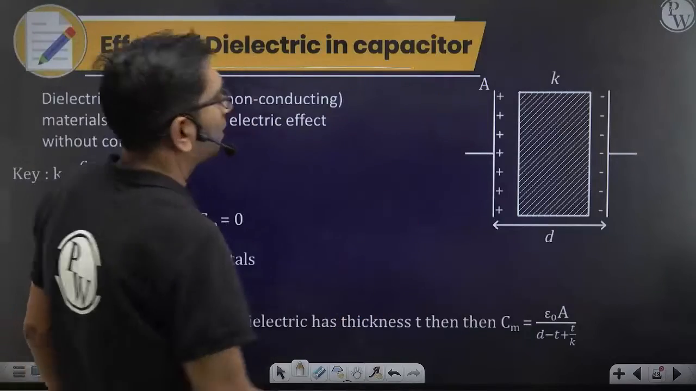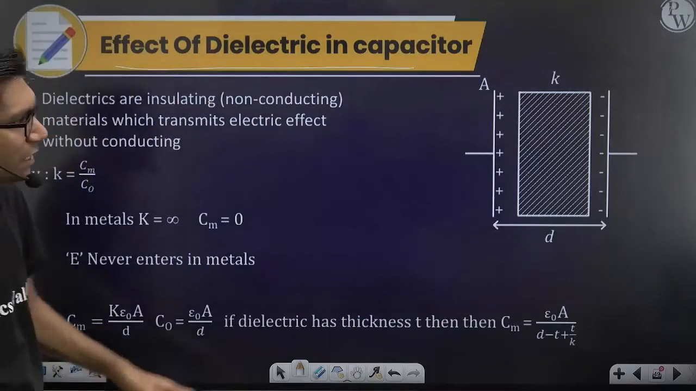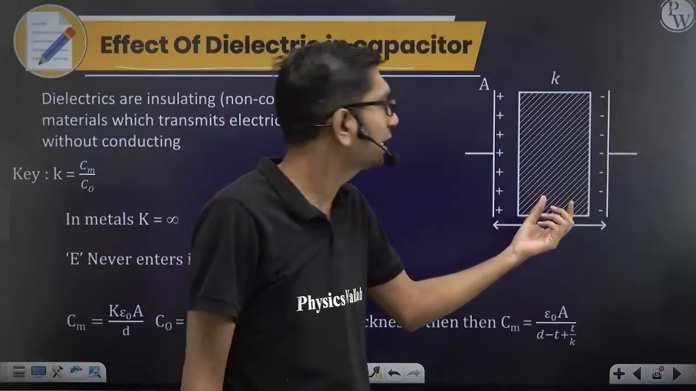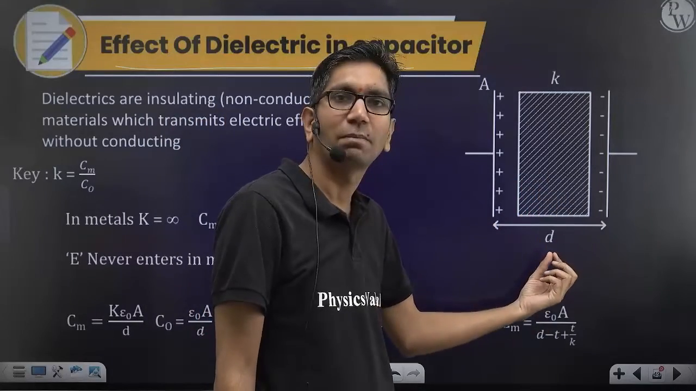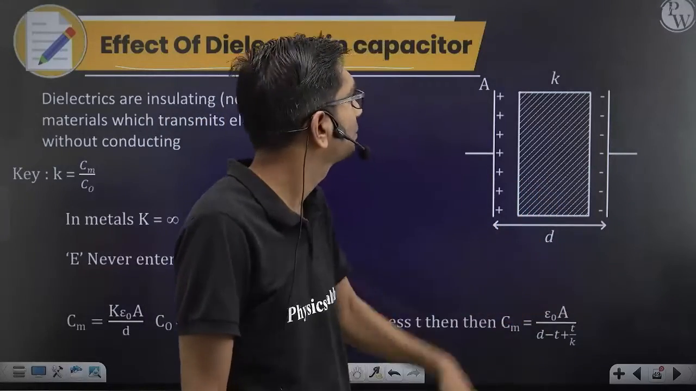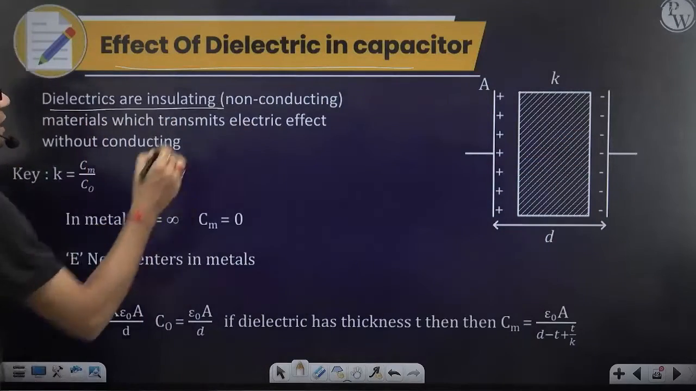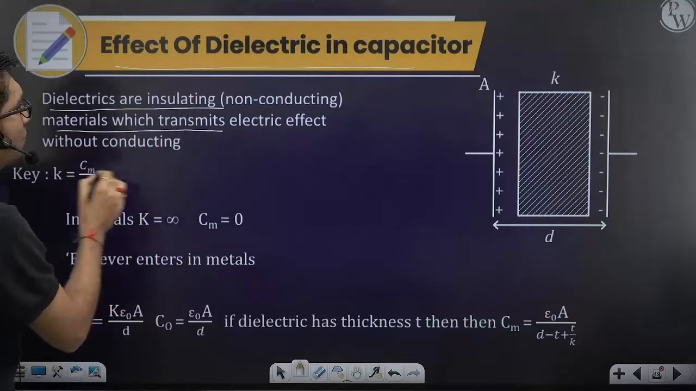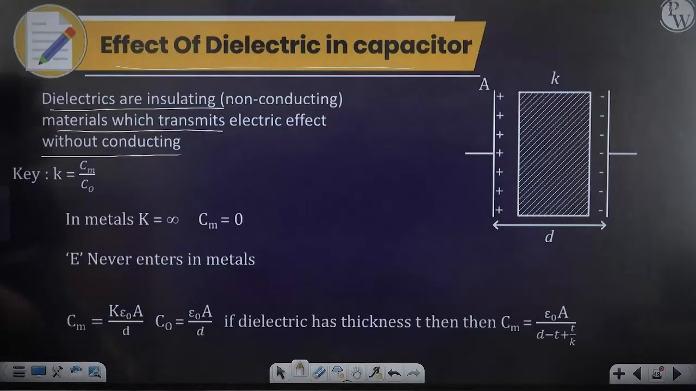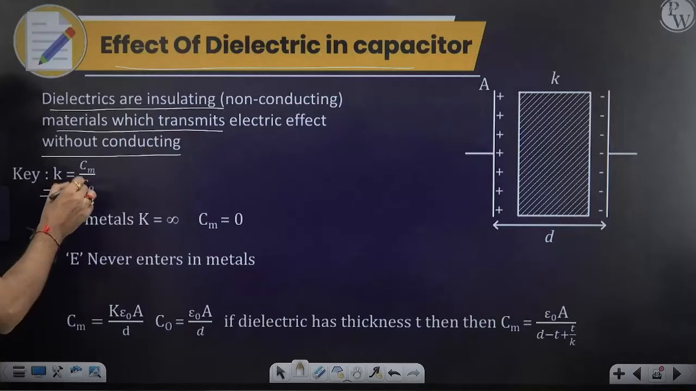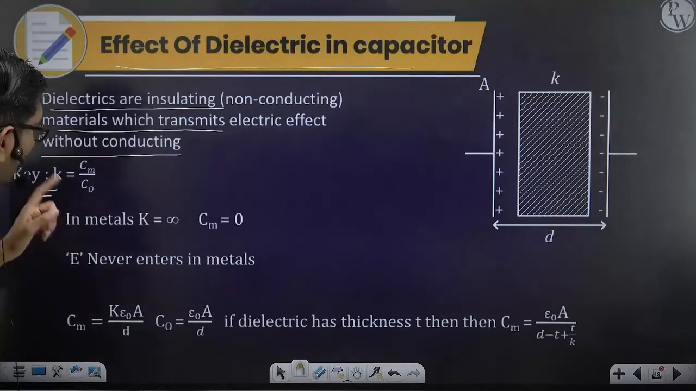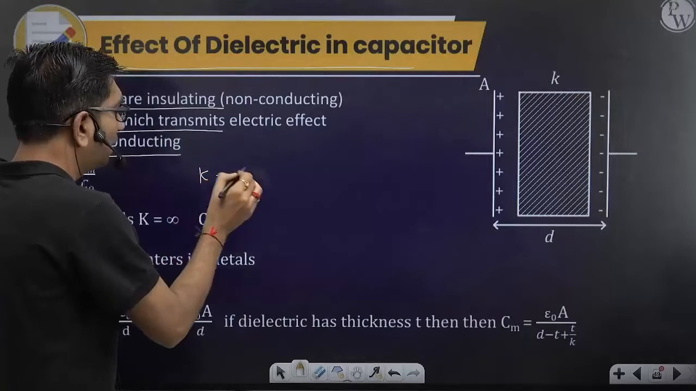Effect of dielectric in capacitors. See here, I have taken a dielectric which has a dielectric constant K. The distance separating these two plates is small d. The area of the plates is A. Dielectrics are insulator, non-conducting materials which transmit the electric field without conducting, correct? The key point to remember is C_m by C_0 equals K. Dielectric formula, see here I am writing.